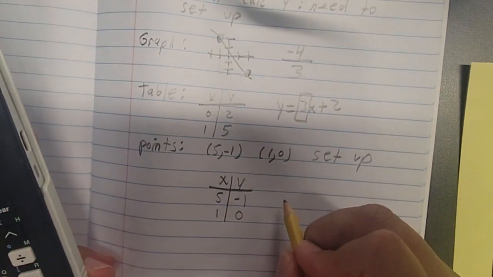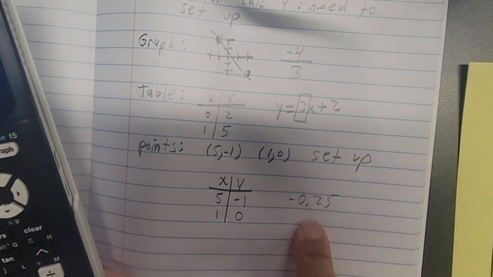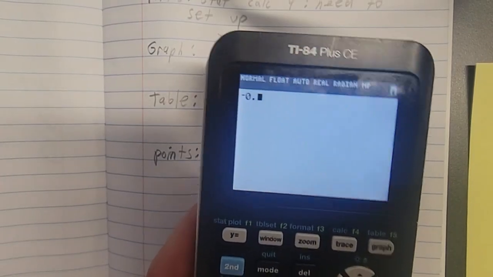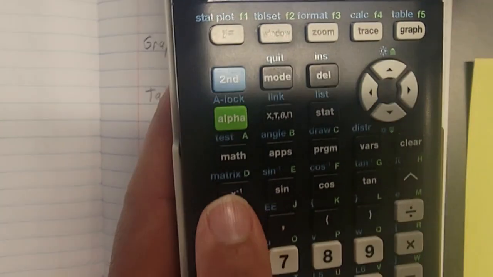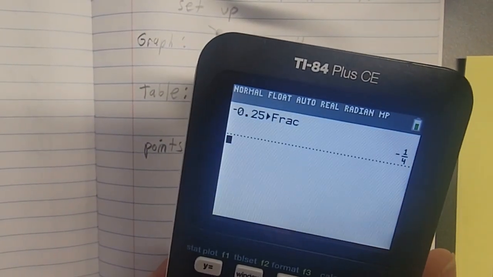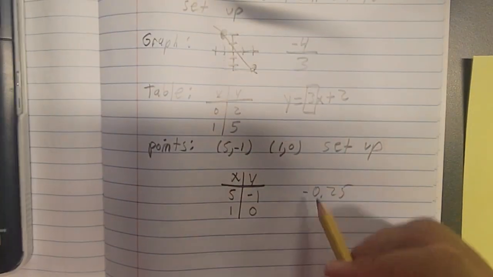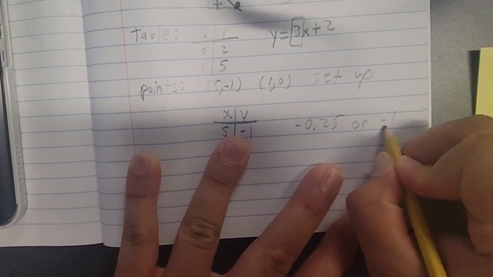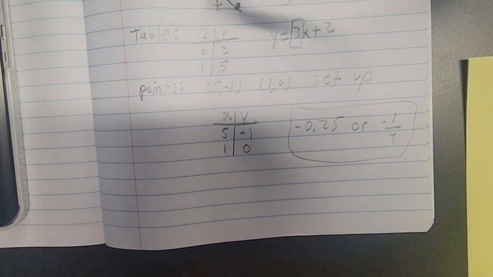All right, just put -0.25, but I need a fraction. So watch this. Type in -0.25, and then you're going to push the button that says math right here on the side. Push math and then enter 2 times. It says fraction. So really my answer is -1/4. Gotta be careful with that, guys. So this one, or it might say -1 divided by 4.